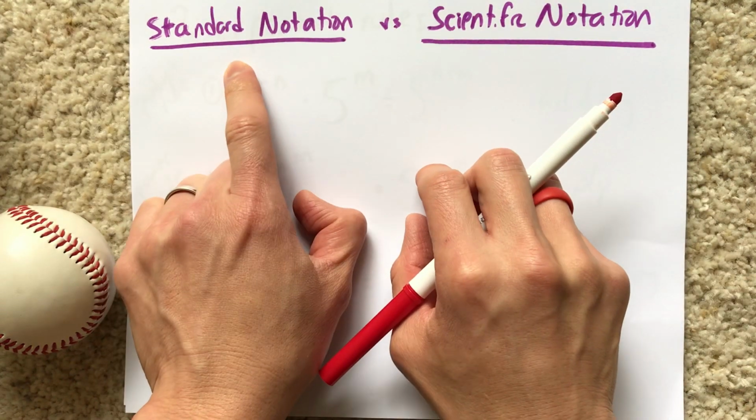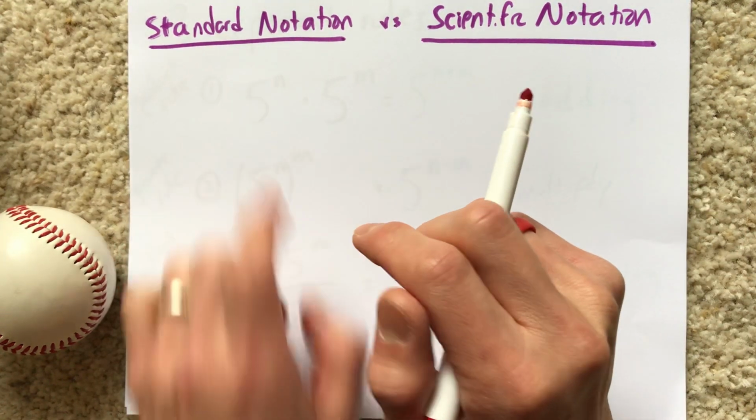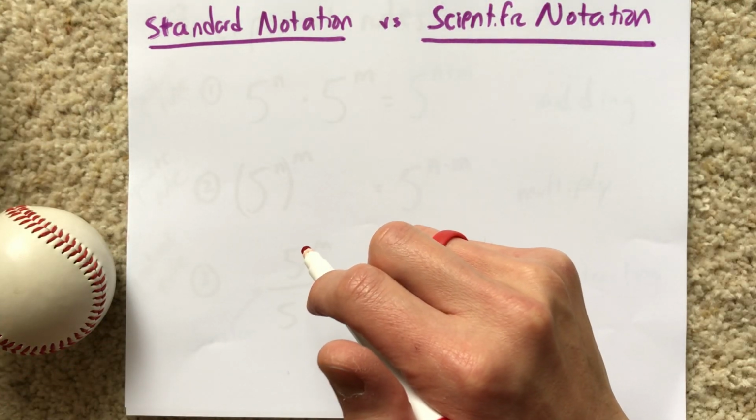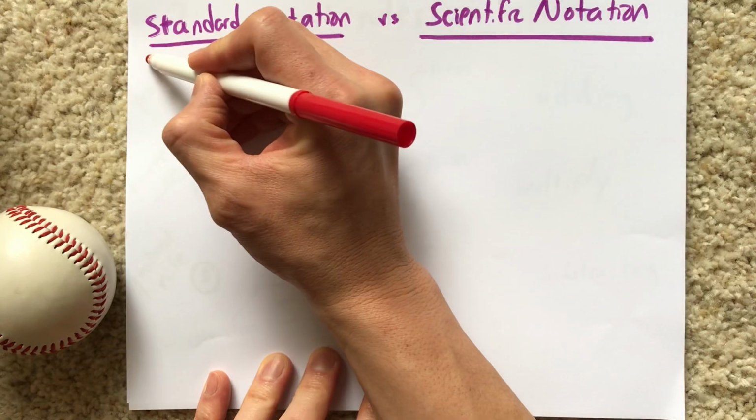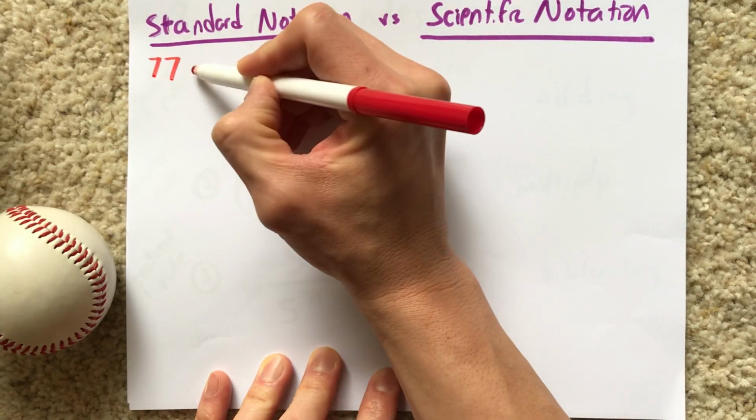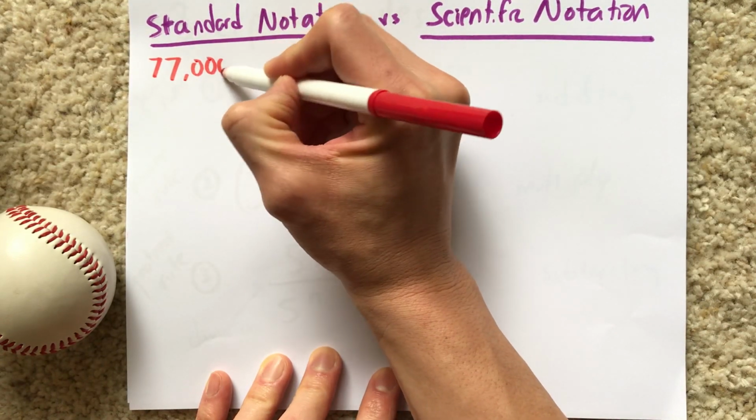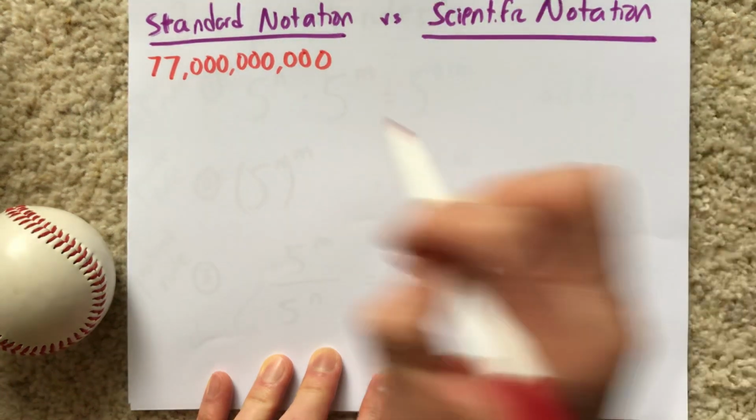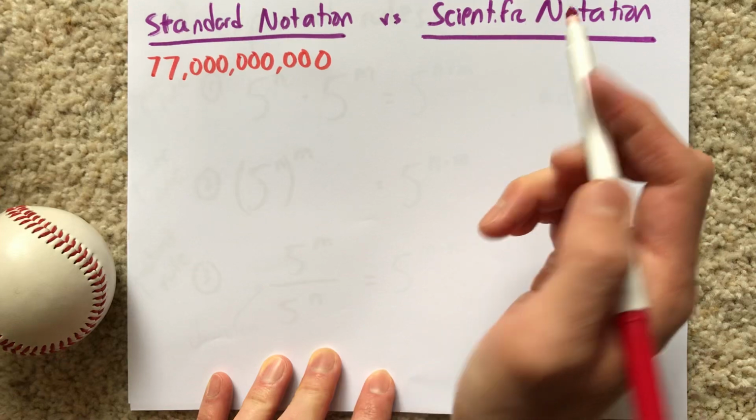Most of the numbers we see are in standard notation. So for example, let's think about the world. It's estimated that we have 77 billion with a B. Billion would be this right here, 77 with 9 zeros.